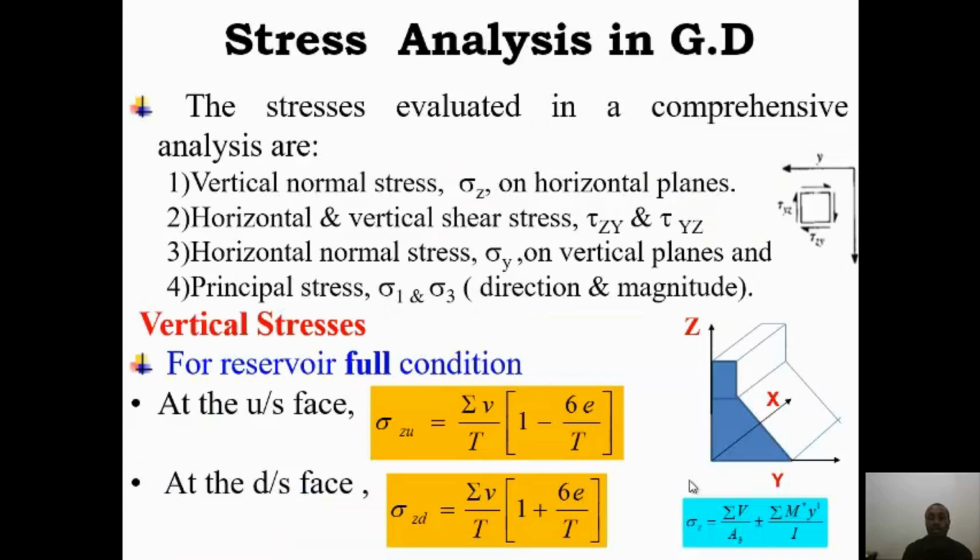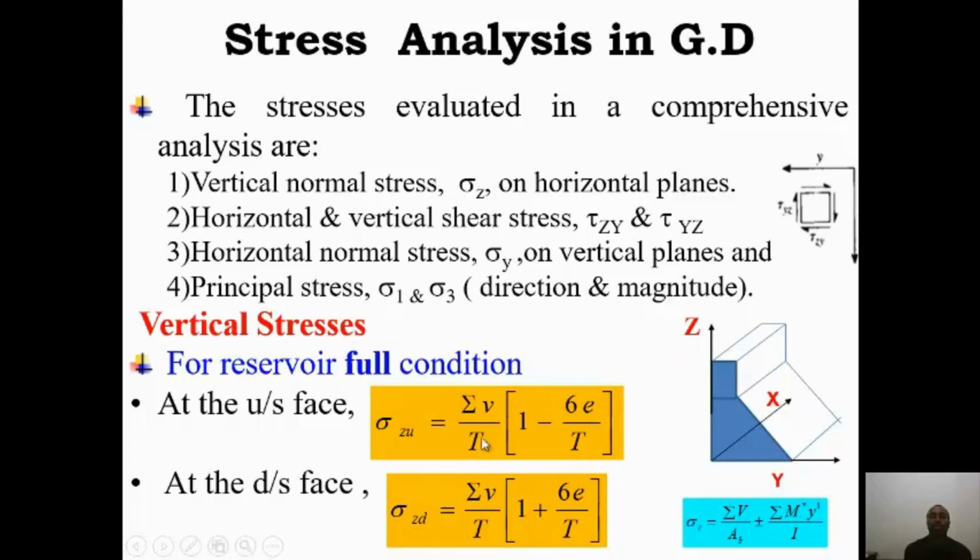So, stress analysis in gravity dam. The stresses evaluated in a comprehensive analysis are the vertical normal stress, sigma z, on horizontal planes, horizontal and vertical shear stresses, tau zy and tau yz, and also horizontal normal stress on vertical planes, and principal stresses sigma 1 and sigma 3, direction and magnitude. If you see, this is a 3-dimensional axis of the gravity dam. So sometimes you can calculate sigma z, sigma y, and tau zy, tau yz, etc.